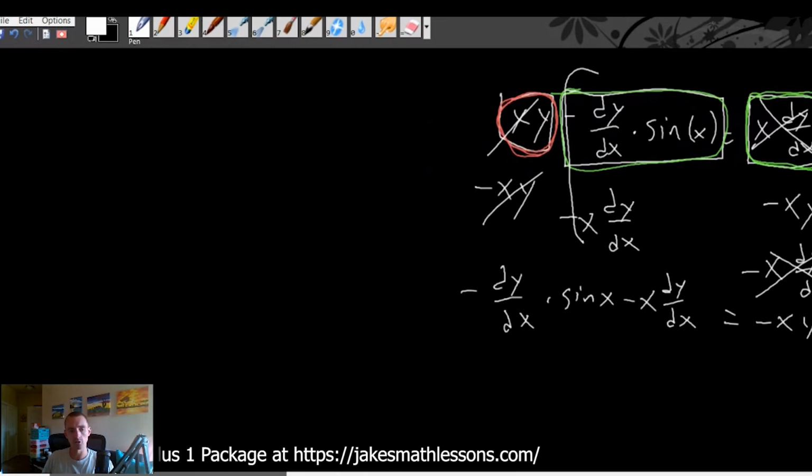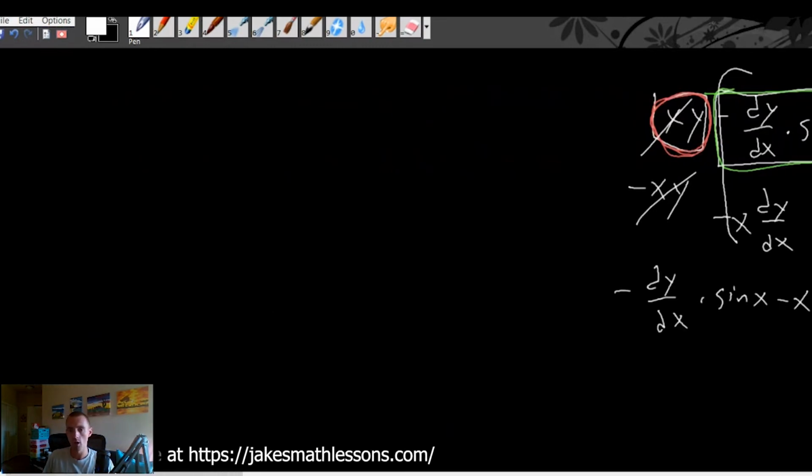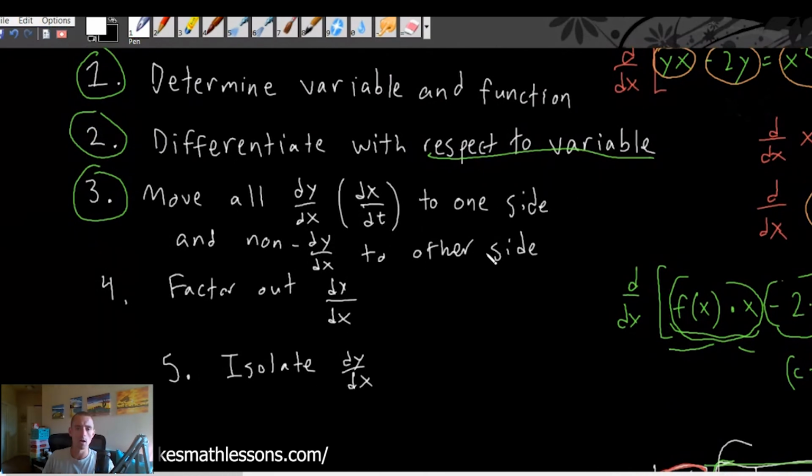And then after that, it should be pretty straightforward to do this fourth and fifth step. There's typically not going to be much room for error here, because once you've gotten through the third step pretty well, all you have to do is factor out a dy dx out of your side that has dy dx's in it, which basically reduces your equation down to a situation where you only have a single dy dx times a bunch of other stuff. And then to isolate the dy dx, all you have to do is divide that bunch of other stuff that's being multiplied by dy dx over to the other side of the equation.